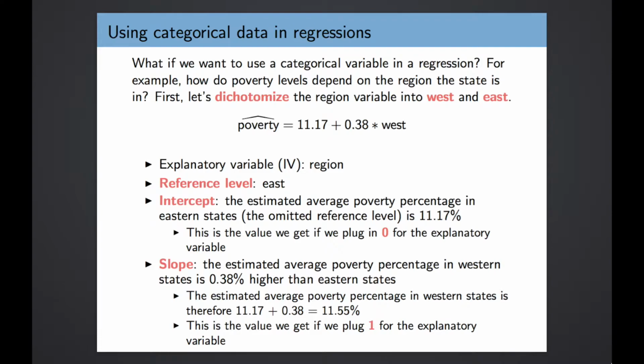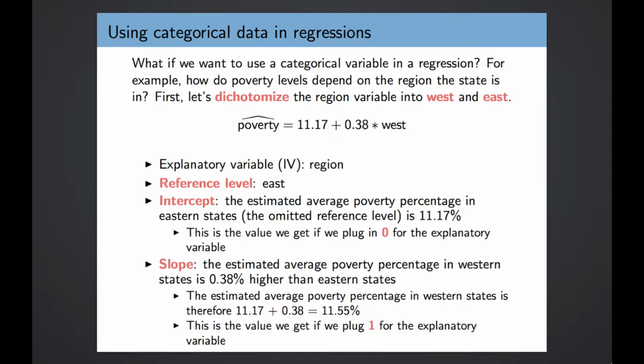So let's say that in this variable that we're creating, if a state is in the west, it's going to get a 1, and if a state is in the east, it's going to get a 0. And we're going to create this single variable called west, which is going to indicate with a 1 every state that is classified as being in the west. And that is the variable that we're going to put into our model. So that means that we are indicating all of the western states, and the reference level is eastern states.